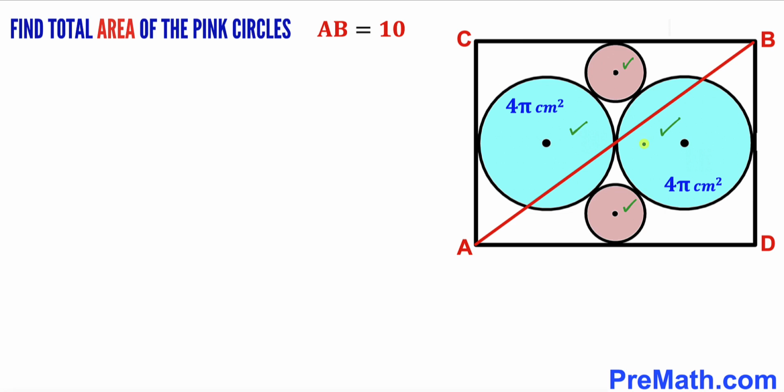We have got these two identical blue circles and two identical pink circles fully inscribed in a rectangle ABCD, as you can see in this diagram. Moreover, all of these circles are tangent to each other. The area of these blue circles is pi centimeter square each. Furthermore, this diagonal AB is 10 centimeter. Now our task is to calculate the total area of these two pink circles.